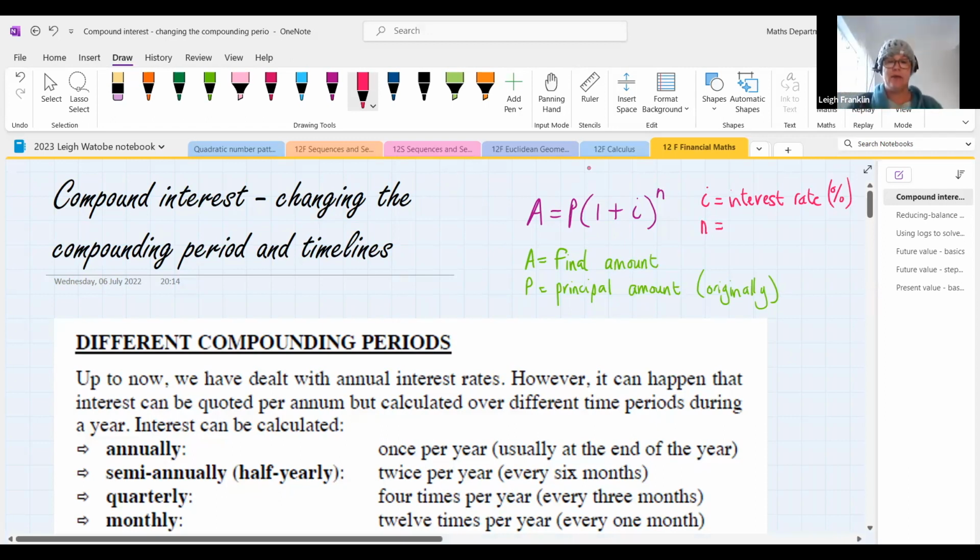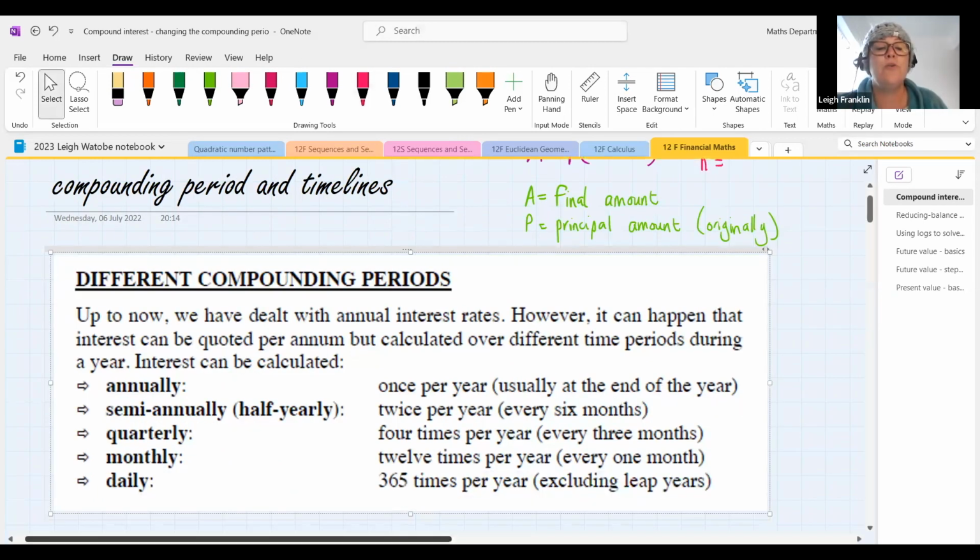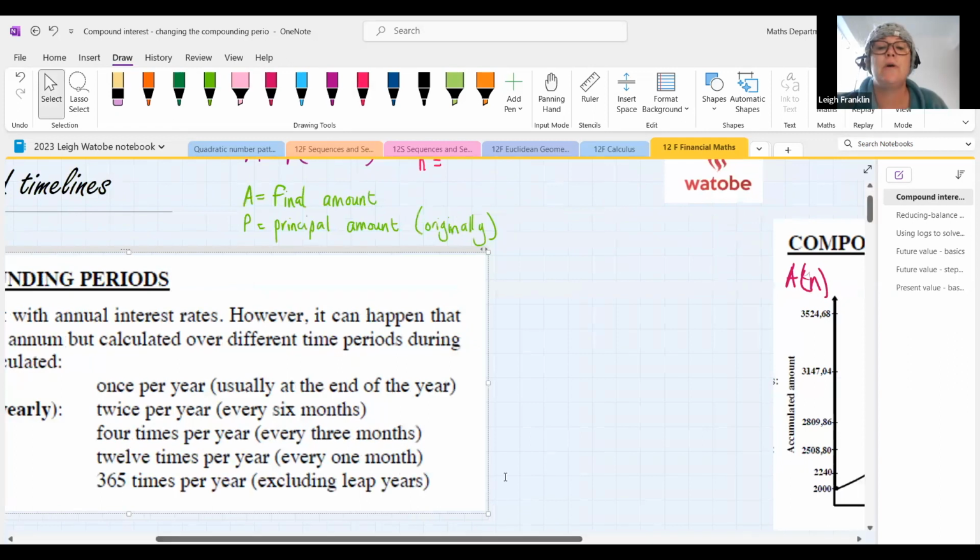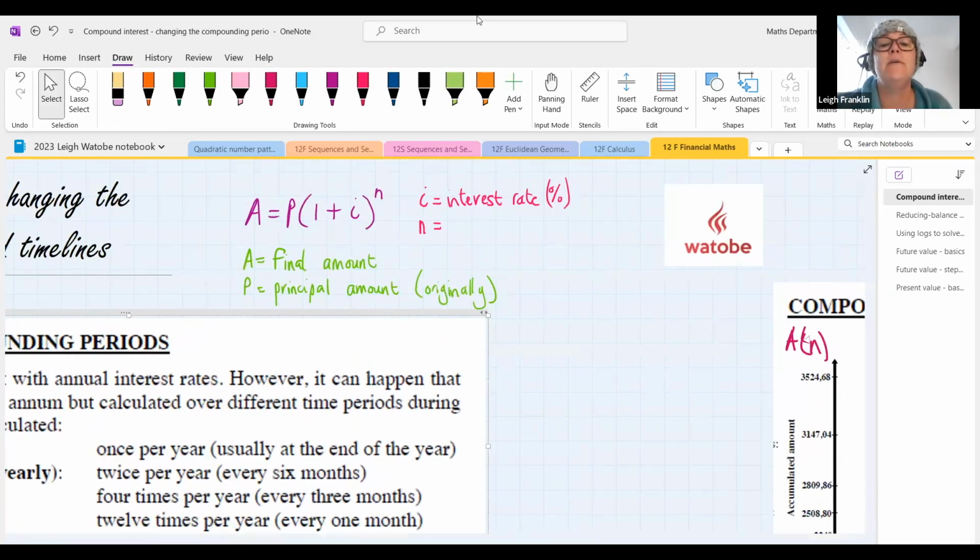And now the letter n. What does the letter n represent? We're just talking about the compound interest formula and what it means. Number of years, number of payments, number of periods, period. So the letter n, it depends which formula we are talking about.